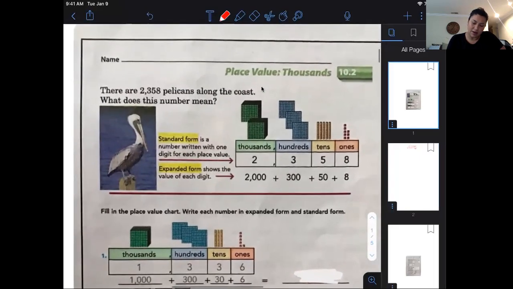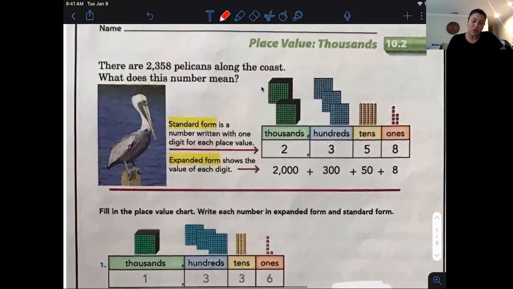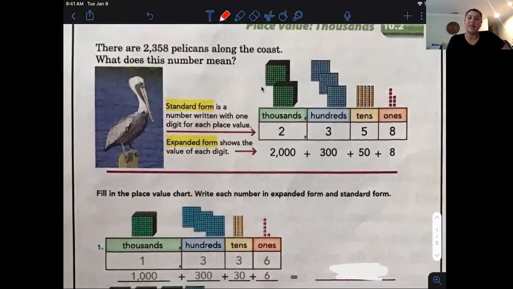Here we are. All right, there are 2,358 pelicans along the coast. What does this number mean? Well, standard form is a number written with 1 digit for each place value. Do you see that box that they have there? They even show it to you with the base 10 blocks.